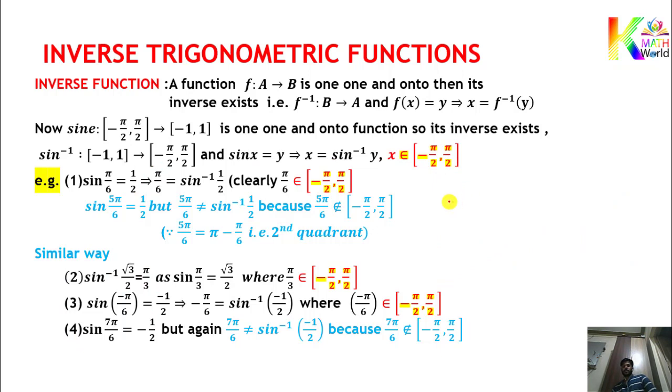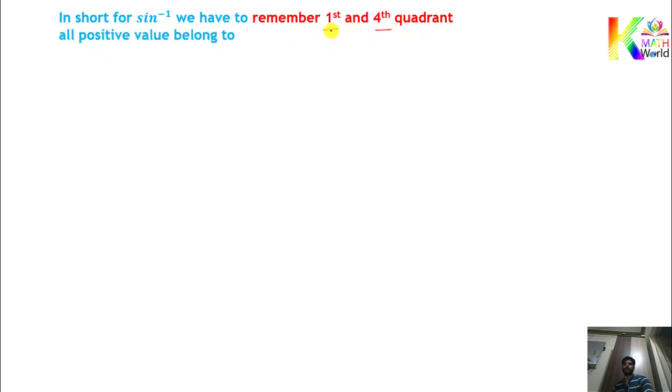Okay, so you can see whatever we discuss, in short, for sine inverse we have to remember only two quadrants, first and fourth quadrant. All positive values belong to which quadrant? First quadrant. This is the important thing.